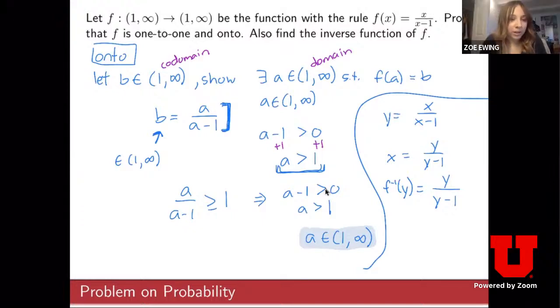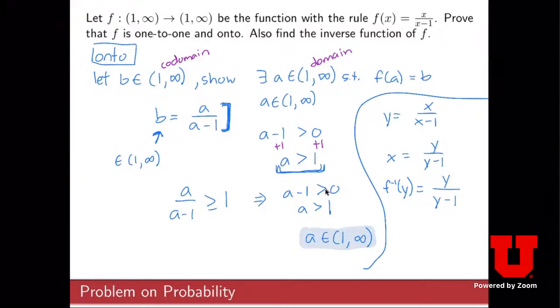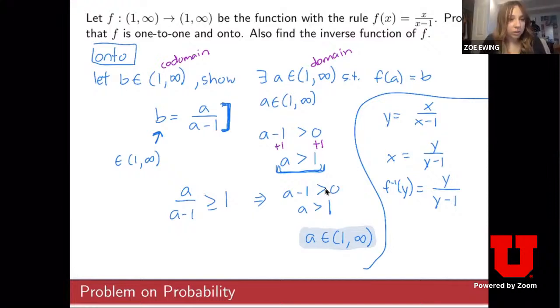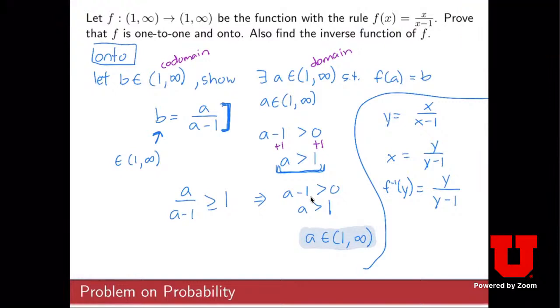Oh my goodness. Sorry, I'm just looking at the chat as well. I'm trying to see. No, I think you're right. Yeah, you solved it right.